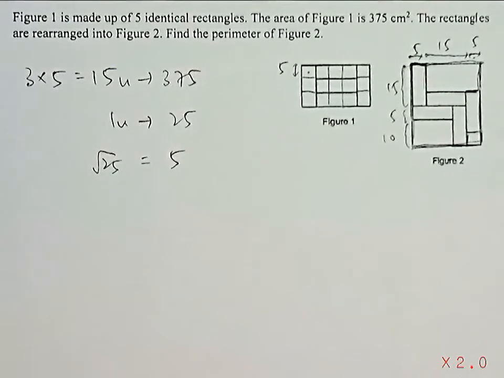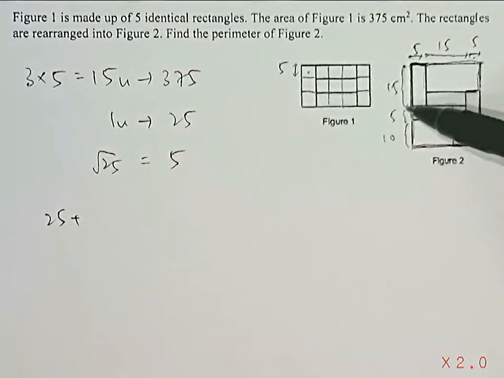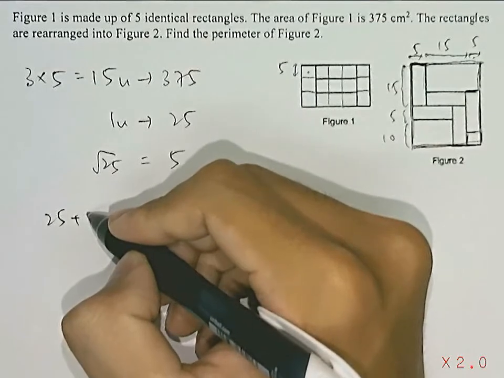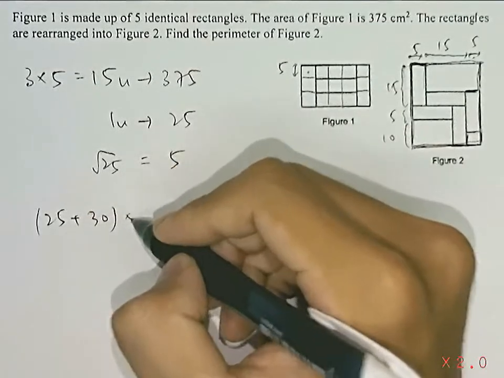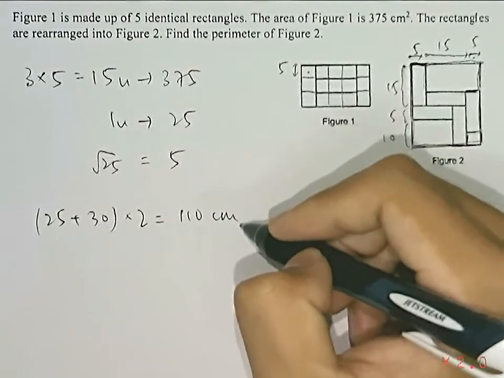So to find the perimeter of this thing, we can simply take the one side, which is 5 plus 15 plus 5. Okay, that will be 25. Plus the other side, which is 15 plus 5 plus 10, which is 30. And then multiply them by 2, and that will give our perimeter to be 110 cm.